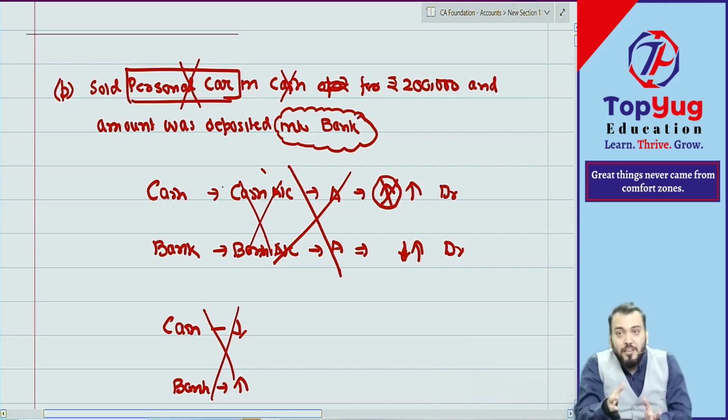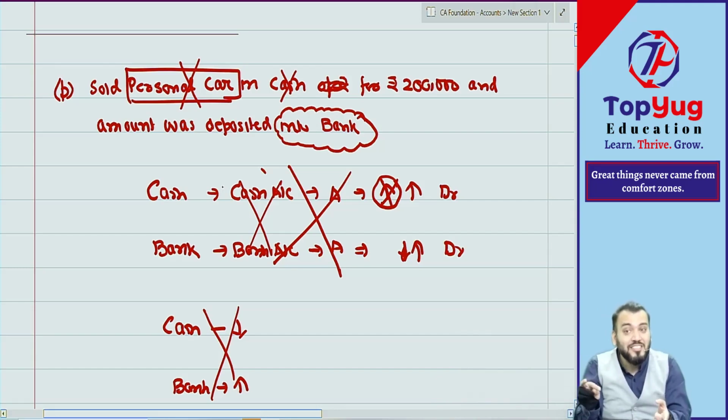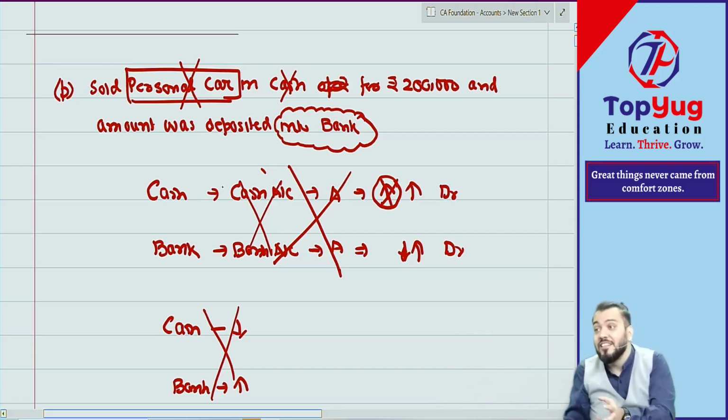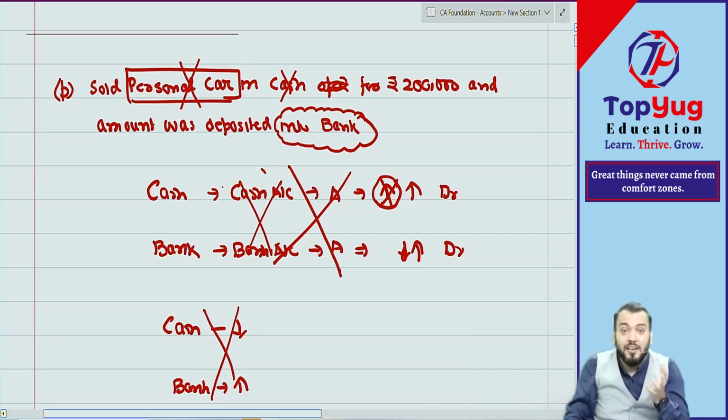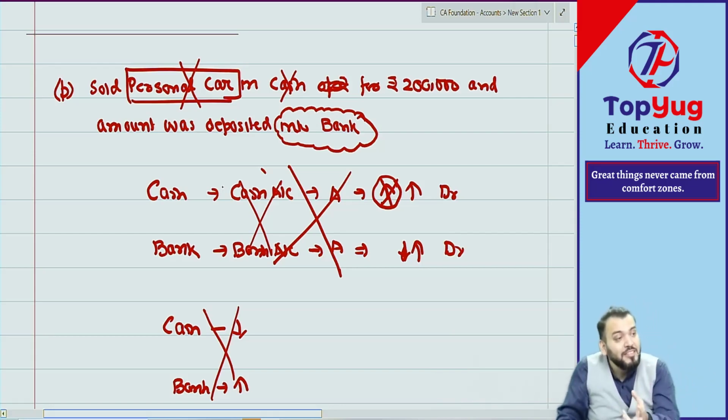If the cash was given into business, who has given it? Ram. So Ram is there, I have not used his name. Ram will sell his personal car, receive personal cash, and deposit that cash into business. So it means Ram has given his personal cash into the business account.